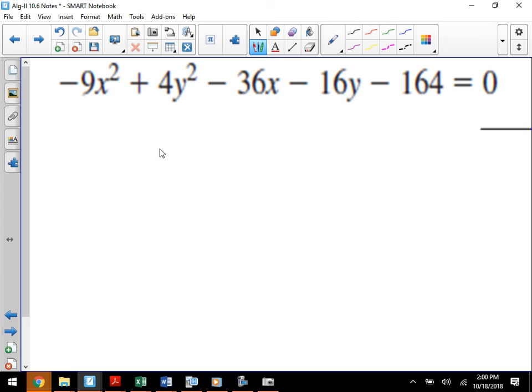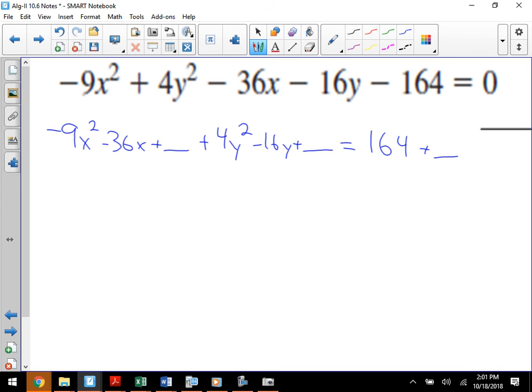So here's what we do. We're going to group together the x's and group together the y's and move the constant. Why do I put in those plus blanks? You guys remember? Not h and k. Remember the process to completing the square? We took half of b, we squared it, added to both sides.